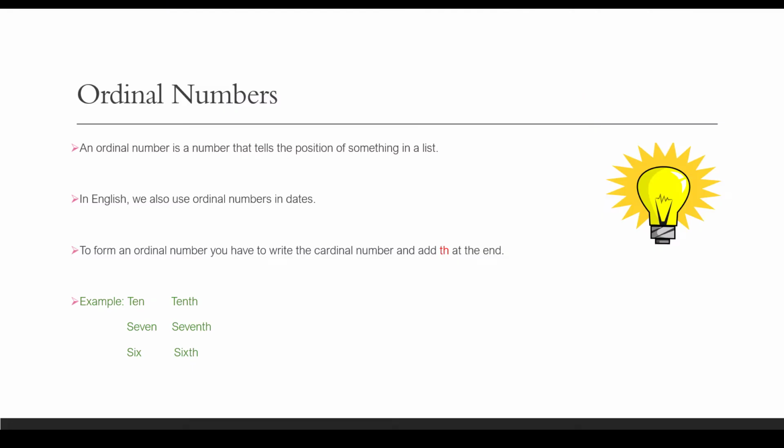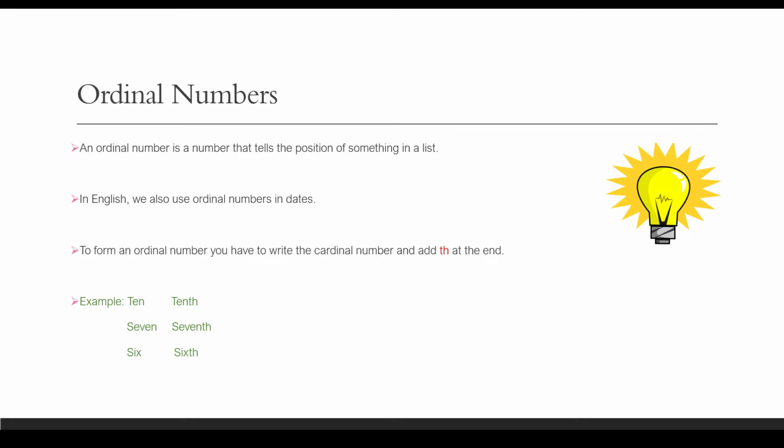Let's start. Ordinal numbers. In English and in Spanish, we have two different types of numbers: the cardinal numbers and the ordinal numbers. The cardinal numbers are numbers that you already know. For example, 1, 2, 3, 4, 5, etc. And an ordinal number is a number that tells the position of something in a list. In English, for example, first, second, third, fourth, etc.